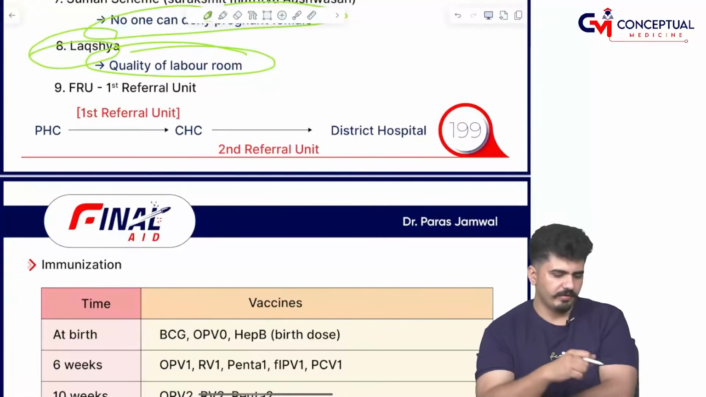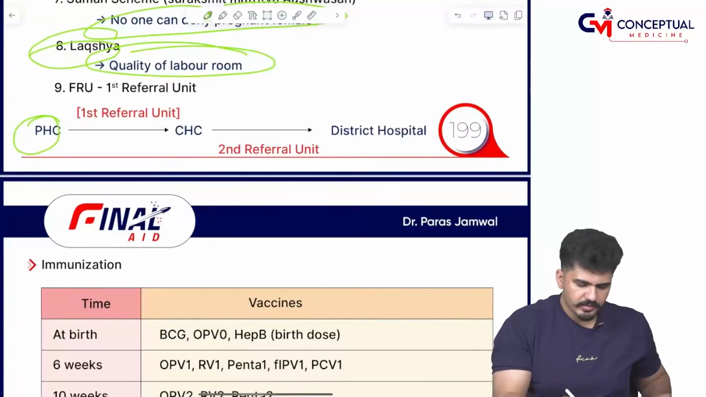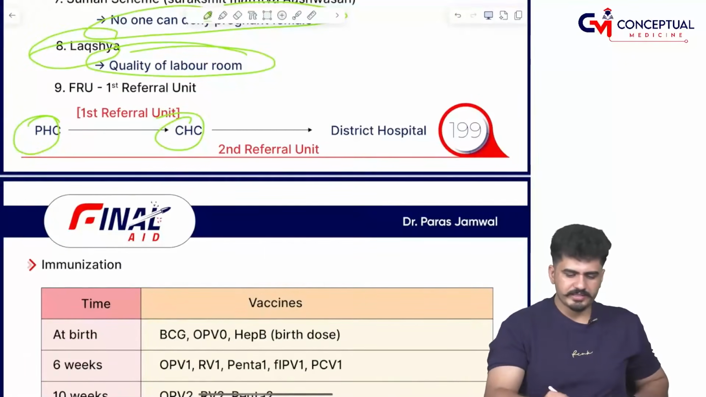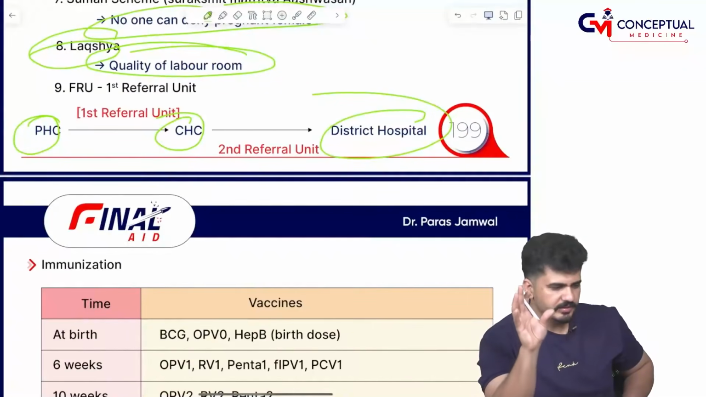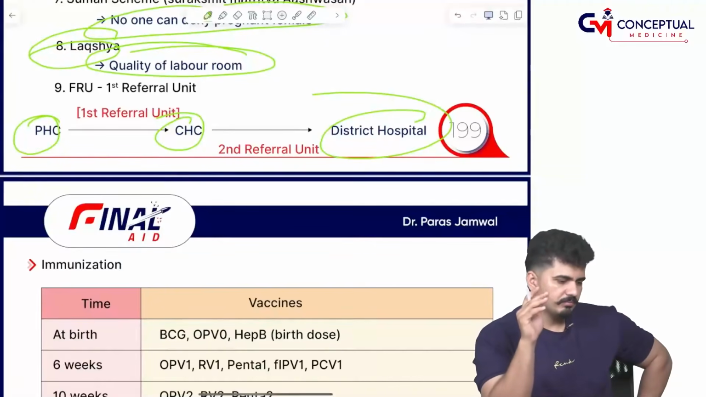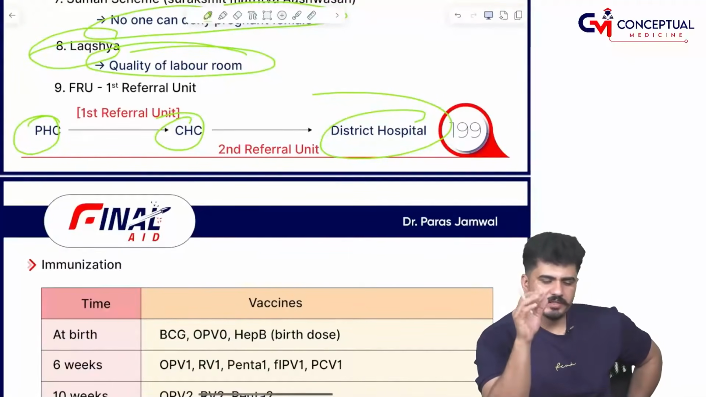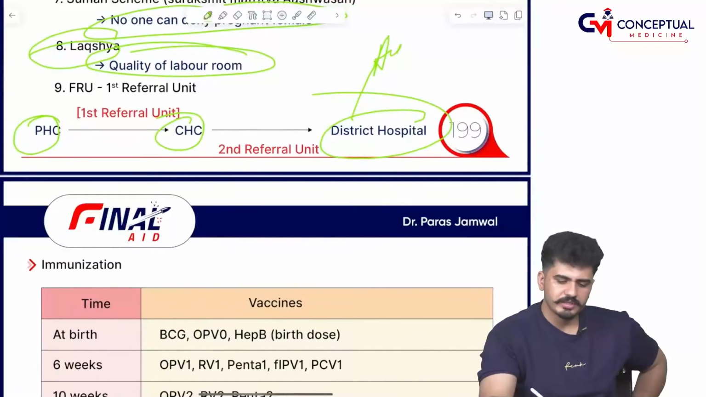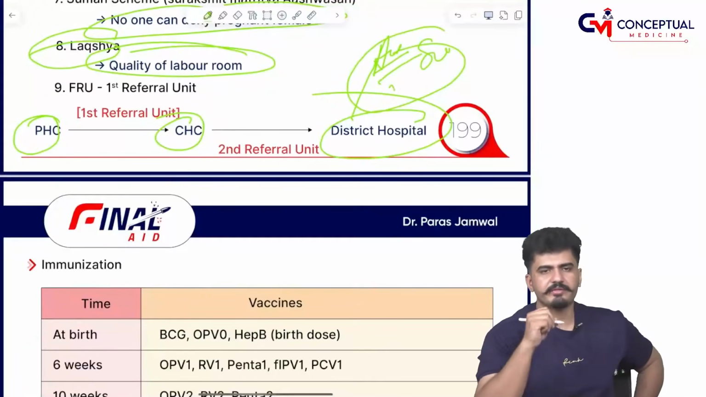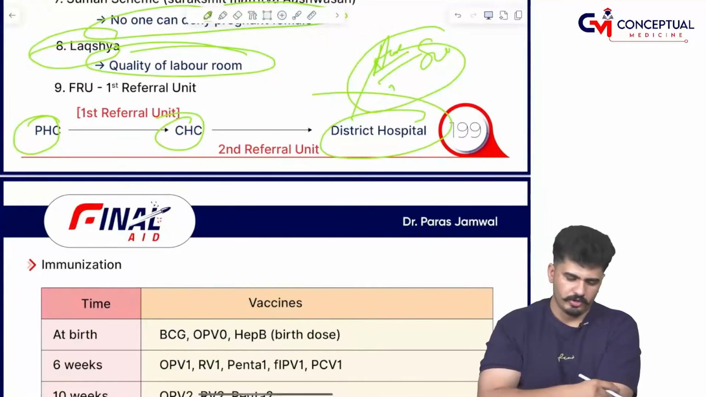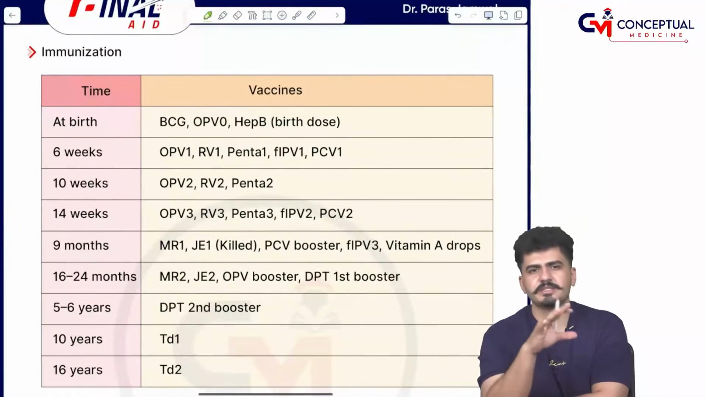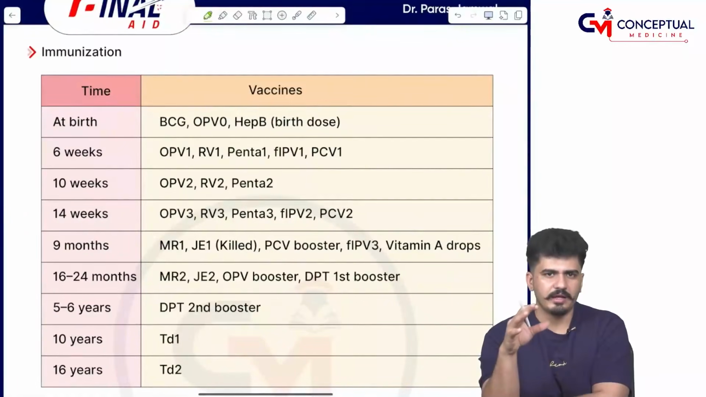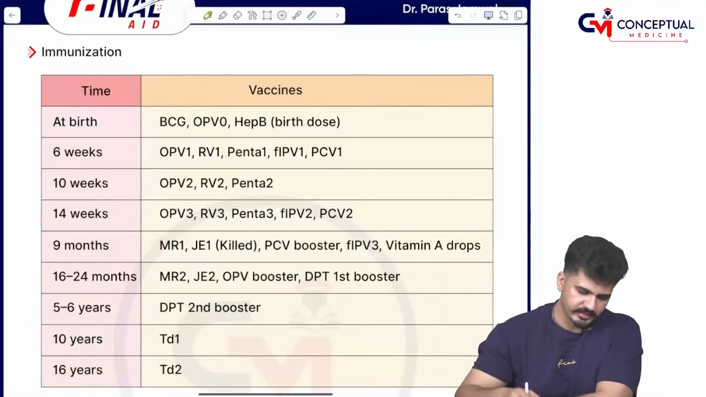First referral unit, if you have to talk about, sir, PHC to CHC is the first referral unit and the second referral unit is district hospital. All the operations are possible from district hospital level onwards, because anesthesiologists and surgeons are all available from district hospital onwards. Now the immunization scheme is there. This is changing again and again multiple times, which I will not be touching right now.